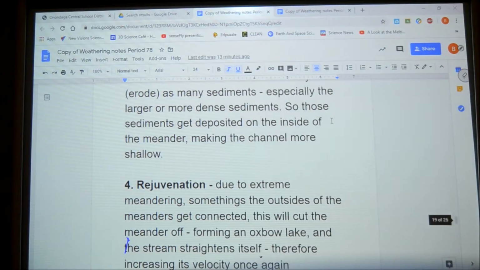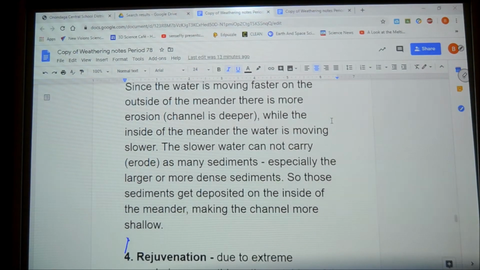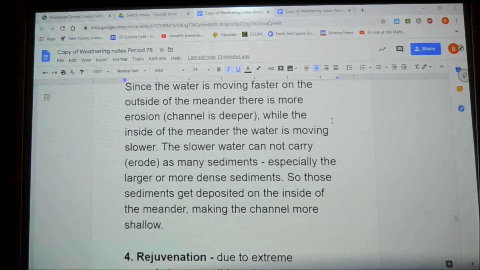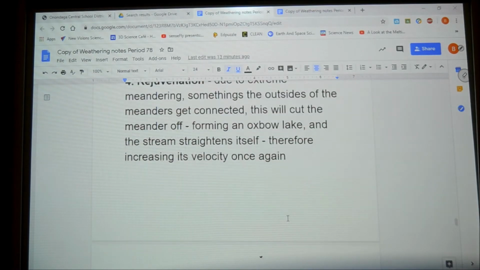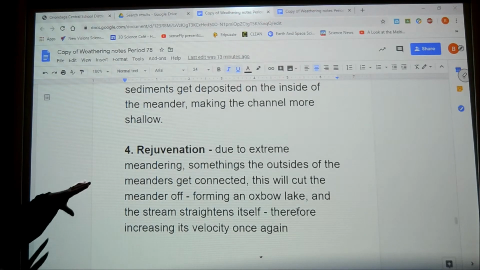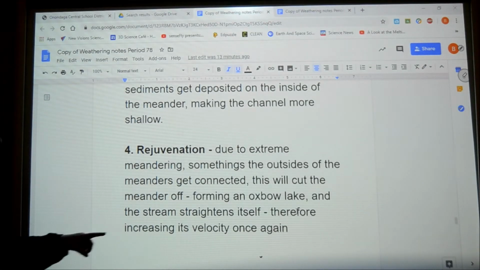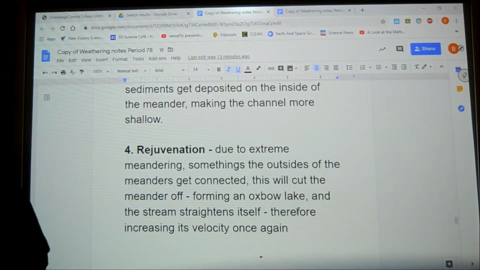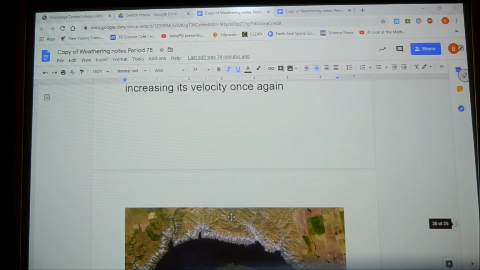Alright. So if I'm looking here, rejuvenated. If I'm looking at a rejuvenated stream or river, that means it's got re-energized. In order to get re-energized, I've either increased the slope or the volume of the water, or both. One way to also do it is forming an oxbow lake. For an oxbow lake, I need an extreme meandering.